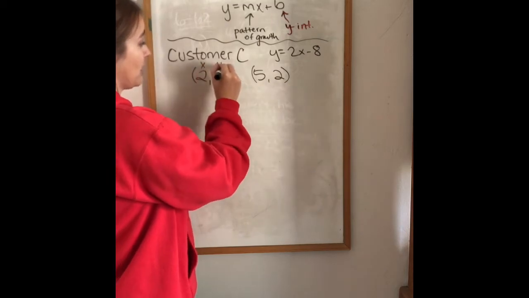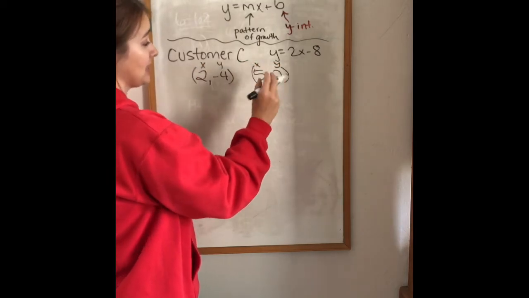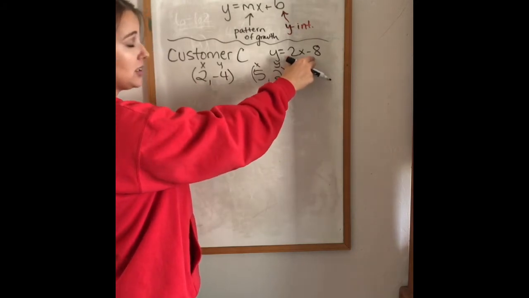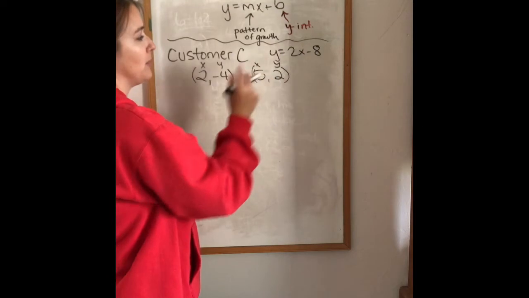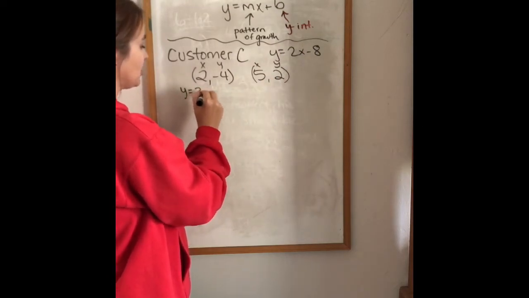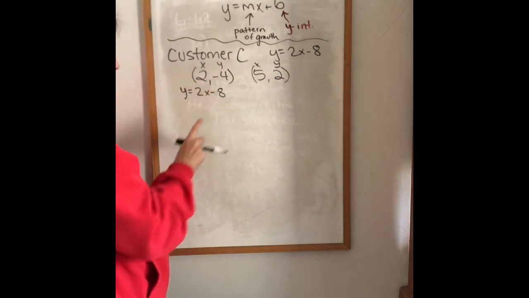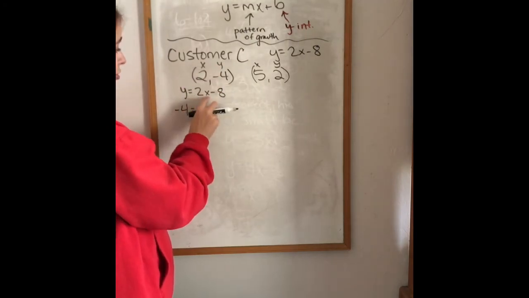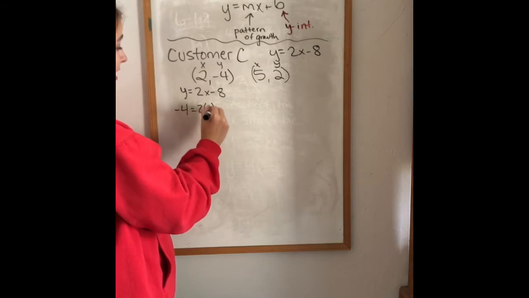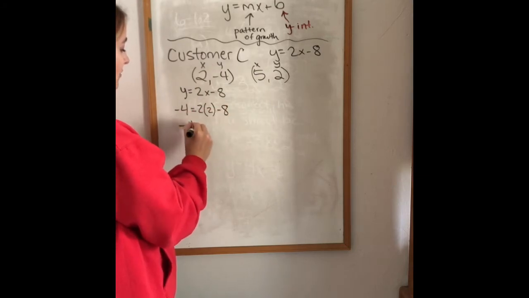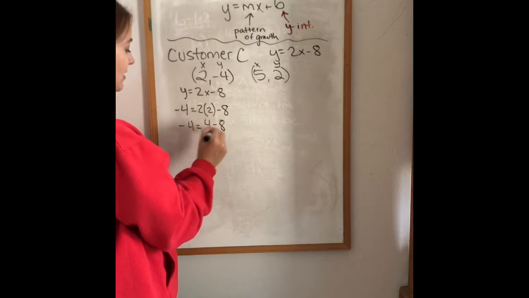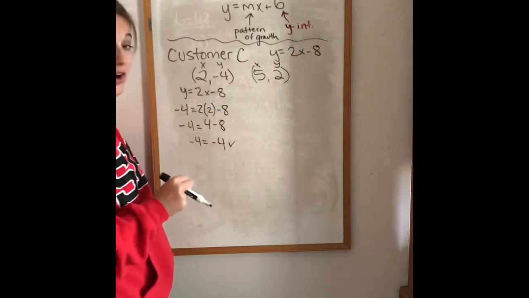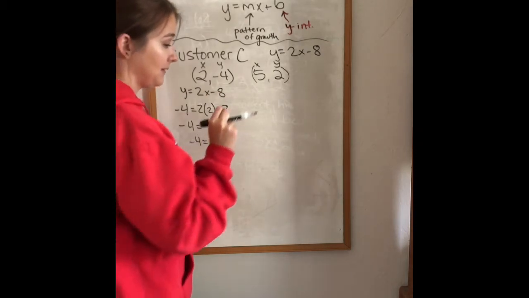So this is our x and y, and I plugged this set in first to see if it worked. And in order for it to work, it has to be equal on both sides. So I started with the equation y equals 2x minus 8, plugged in -4 for the y, 2 times 2, that's our x, minus 8, so -4 equals 4 minus 8, and -4 equals -4. So that point is correct. So far customer C is right.